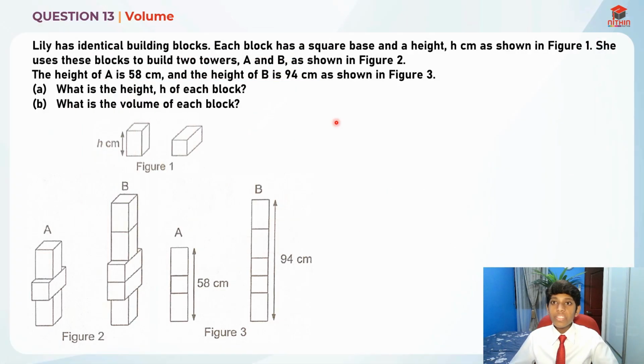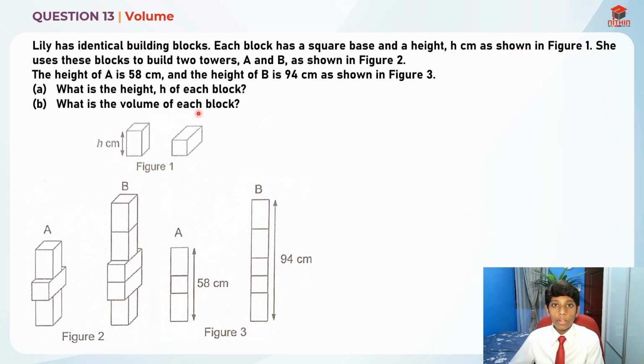This is question 13 and it is actually testing us on volume. It has two parts, part A and part B. So let's read the question first. Lily has identical building blocks. Each block has a square base and a height h cm as shown in figure 1.